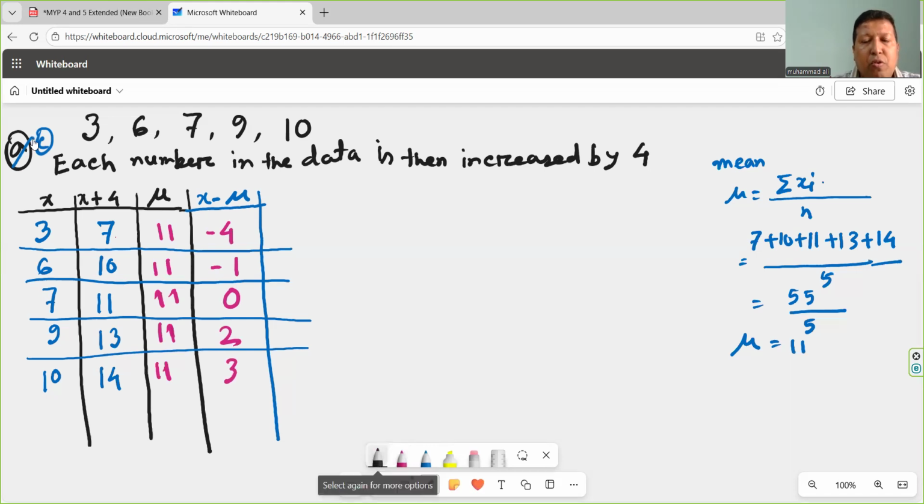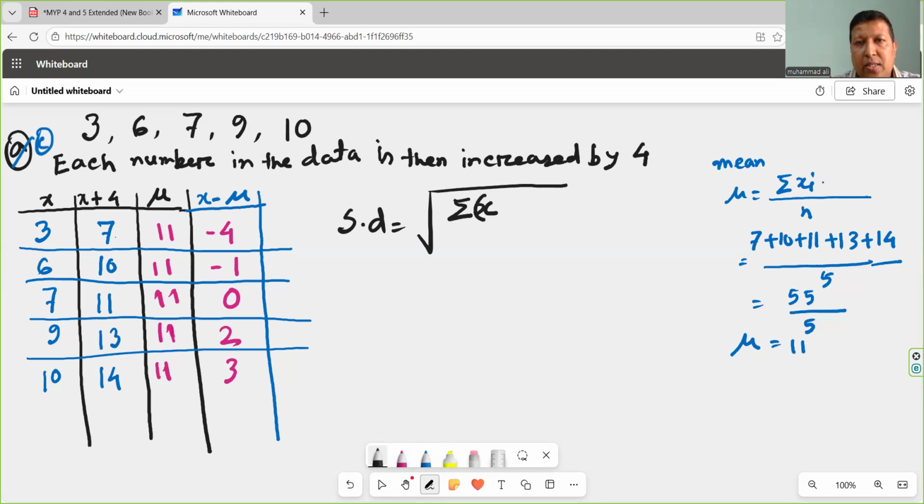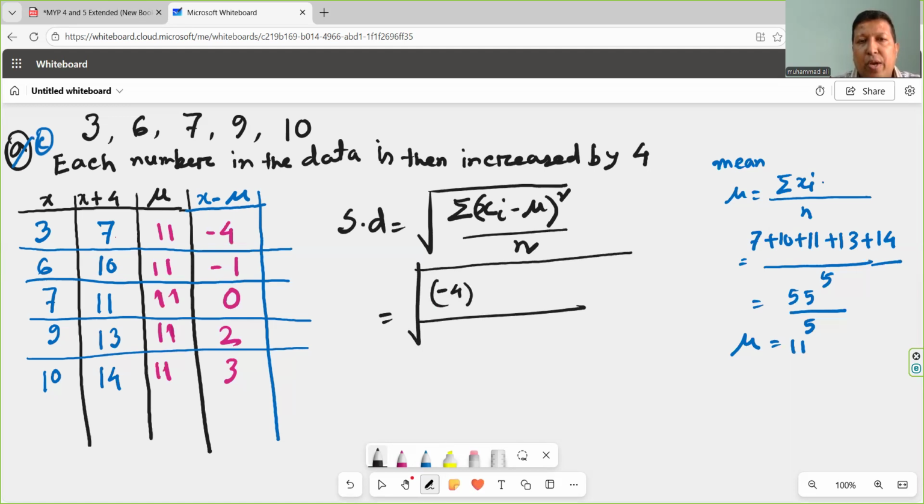So we have to find the standard deviation. The standard deviation formula is root over summation xi minus mu whole square by n. So x1 minus mu is minus 4, so we write minus 4 whole square. x2 minus mu is minus 1, so minus 1 whole square. Then 0 square, then 2 square, then 3 square. And n is like the previous one, it is 5.